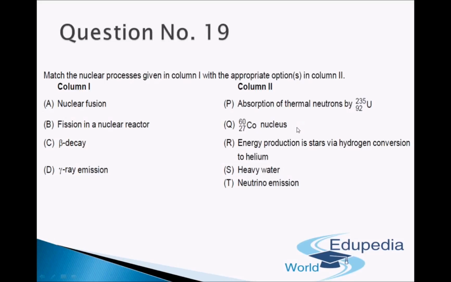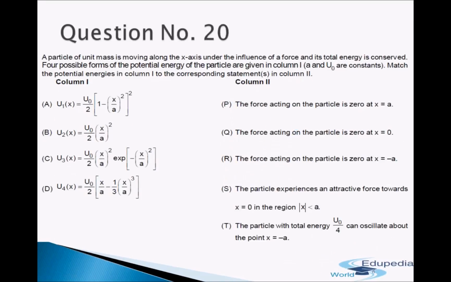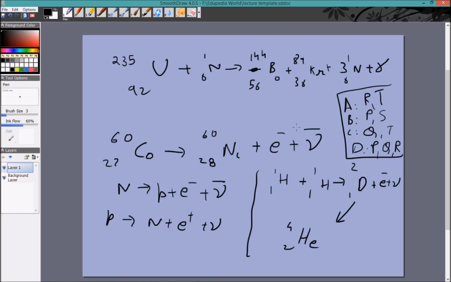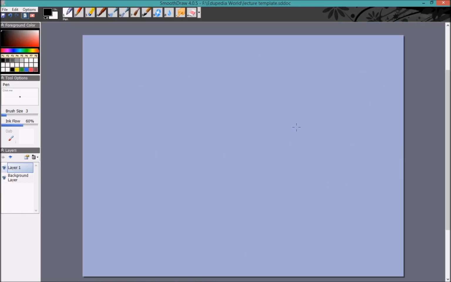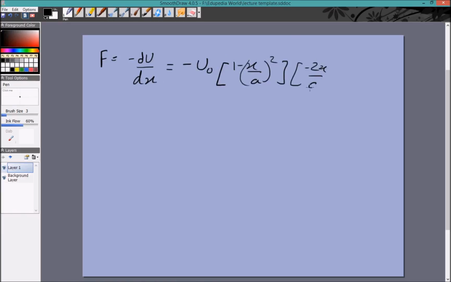And finally we have the last question that is left. In this question, we are given a bunch of potential energy functions and we are asked to find out certain properties of that. So the first potential energy function, we can differentiate it right away and we can get the force. The force will be minus dU by dx, that will be minus U naught (1 minus (x by a) squared) into minus 2x by a.